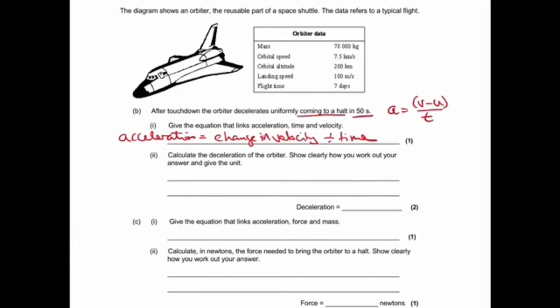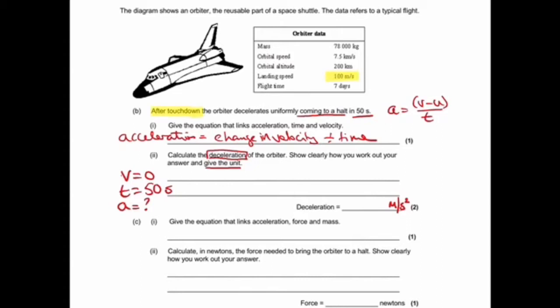Well, we've got it decelerating uniformly, coming to a halt in 50 seconds. So we know the final speed was 0 because it's coming to a halt, and we know the time was 50 seconds. We have to calculate the deceleration, that's a, and it looks like we've got some missing information. We need the initial speed. Now it says give the unit, so I've put that in already. As soon as it says give the unit, honestly, go to the end of the question, write down what the unit's going to be, make sure you don't forget that mark.